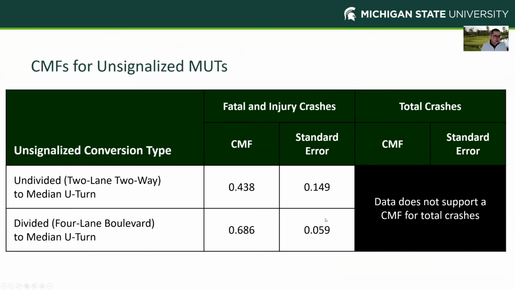So in the end, the CMFs that we're going to recommend for unsignalized MUT conversions: nothing for total crashes. The data doesn't support it. And that makes sense intuitively. We are eliminating those crossing related conflict points, so we are addressing the potentially severe crash types, and that's what we're seeing with the fatal and injury crash CMFs here. So 0.438 for the undivided conversion and 0.686 for the divided conversion. But we're not significantly impacting the total crashes.